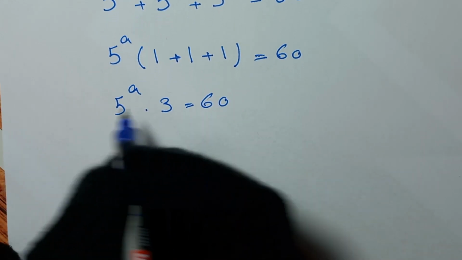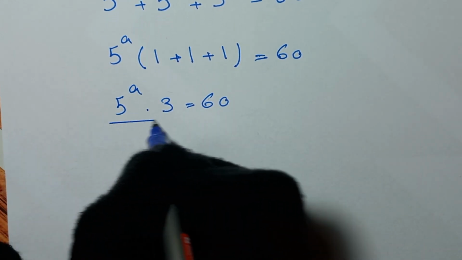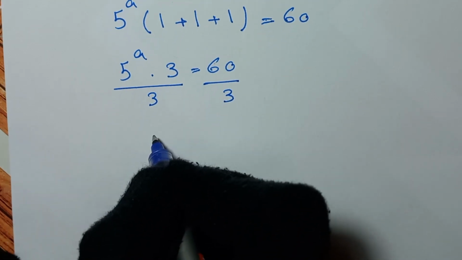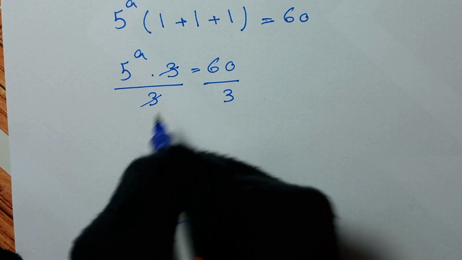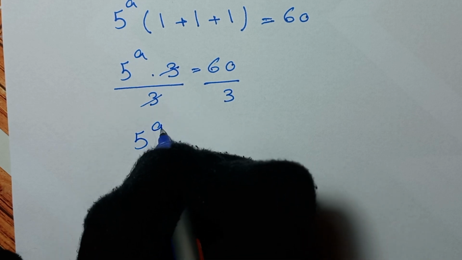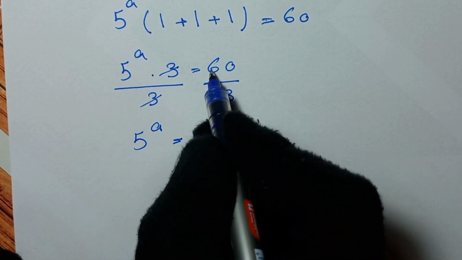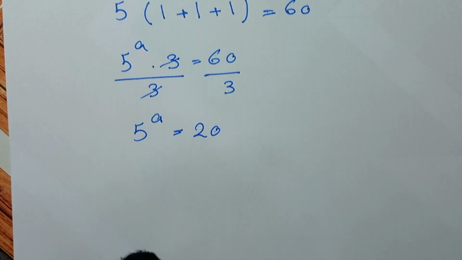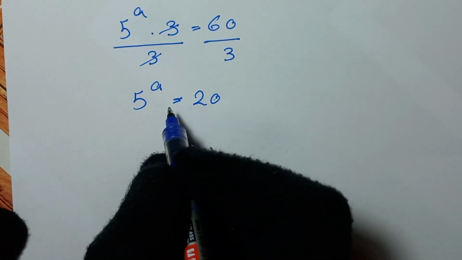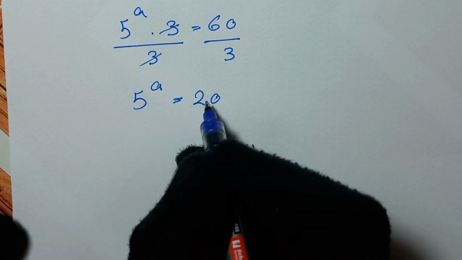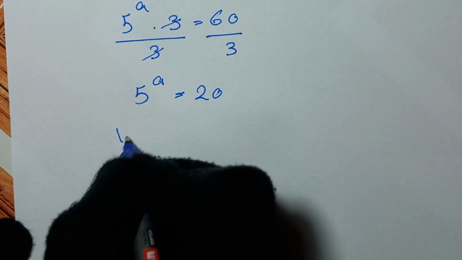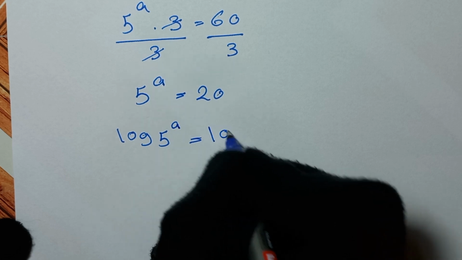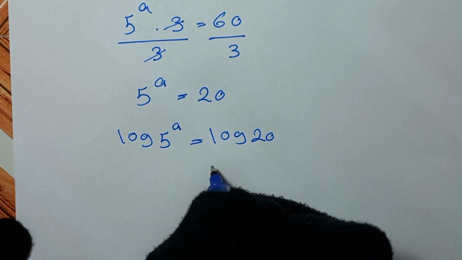In the next step, we divide both sides of this equation by 3. So this over 3 and this over 3, and this will cancel this. So 5 to the power of a is equal to 60 over 3, which is 20. In the next step, we apply log to both sides of this equation, and it will be log of 5 to the power of a is equal to log of 20.